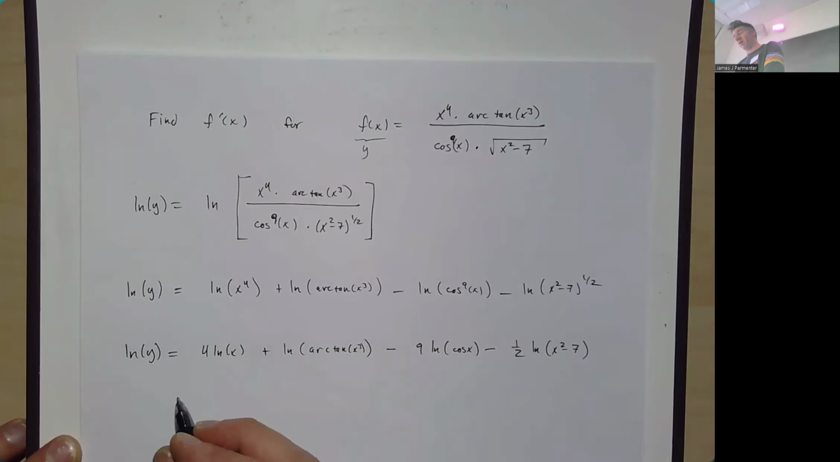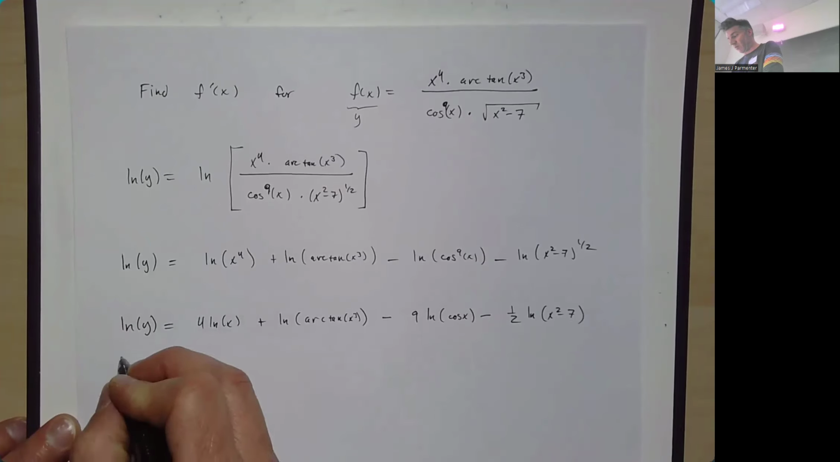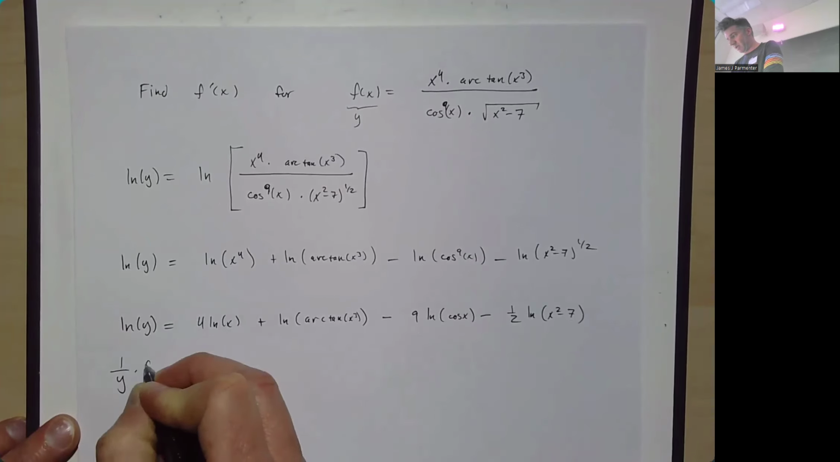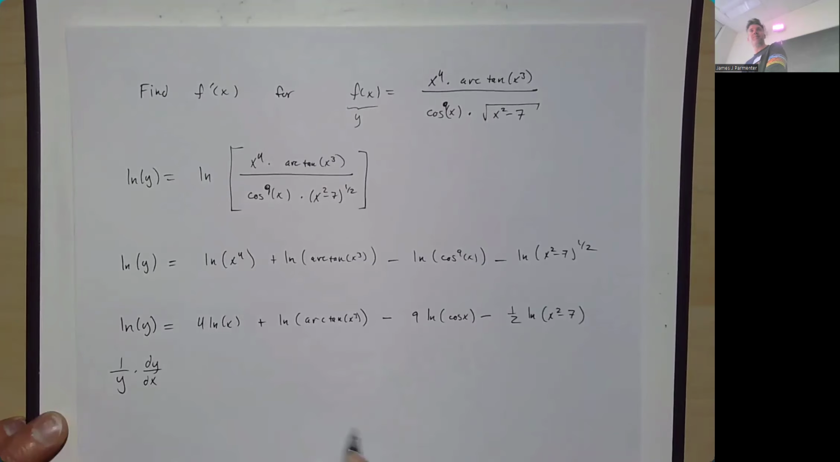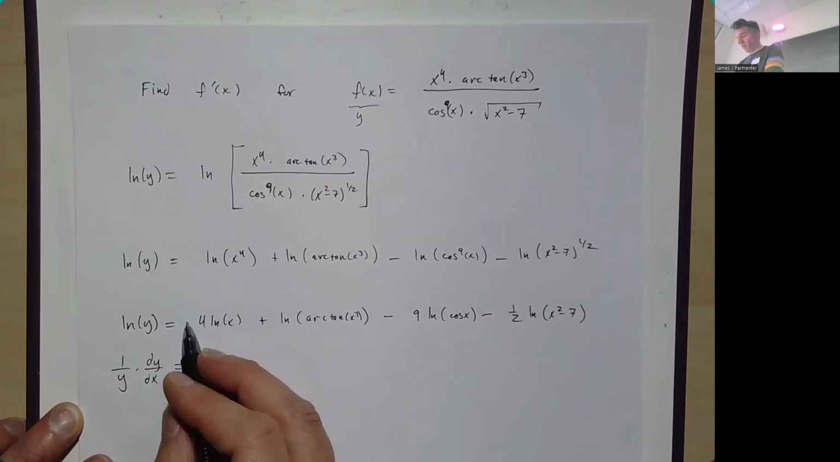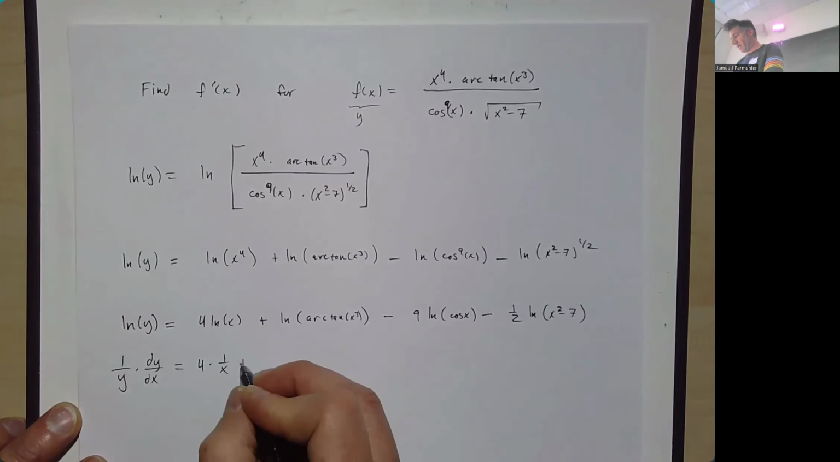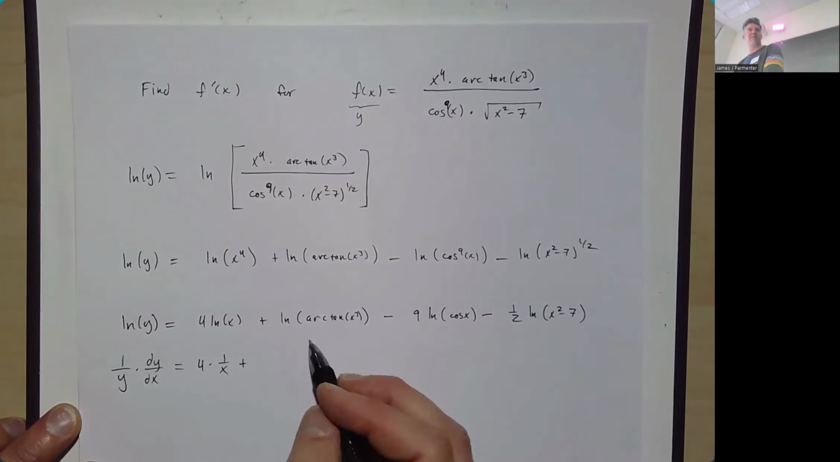So taking the derivative, we also have to make sure we look at the left-hand side here. The derivative of the natural log of y is going to be 1 over y times dy dx. Still implicit. On the right-hand side, the derivative of 4 natural log of x is 4 times 1 over x. The derivative of the natural log of some stuff. Okay, this one's still going to be kind of gross.